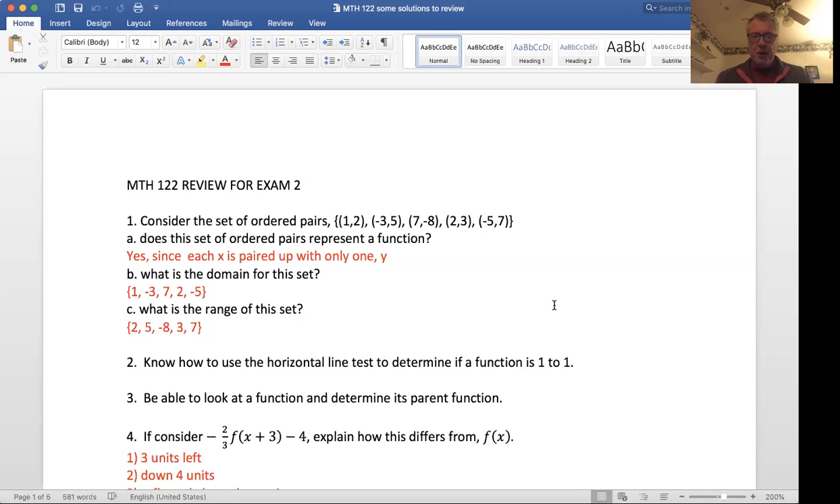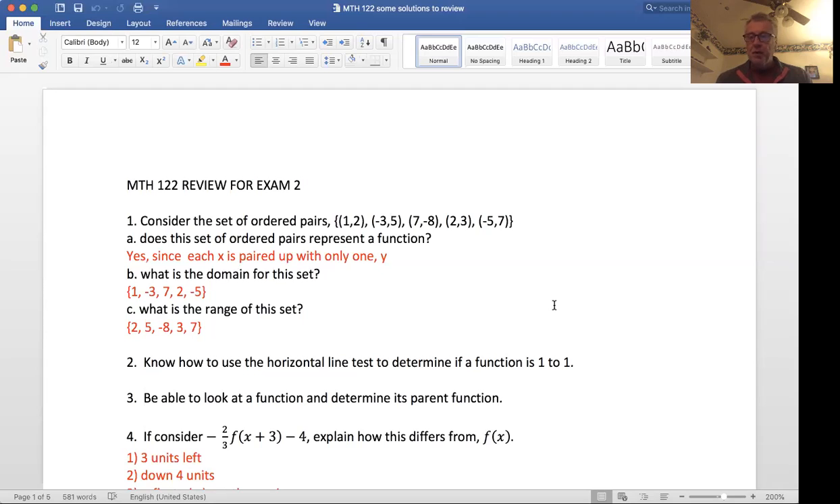The domain would be all the x values: 1, minus 3, minus 7, 2, and minus 5. The range is all the y values: 2, 5, minus 8, 3, and 7. Is this one-to-one? That's not on here, but we should be able to answer that.